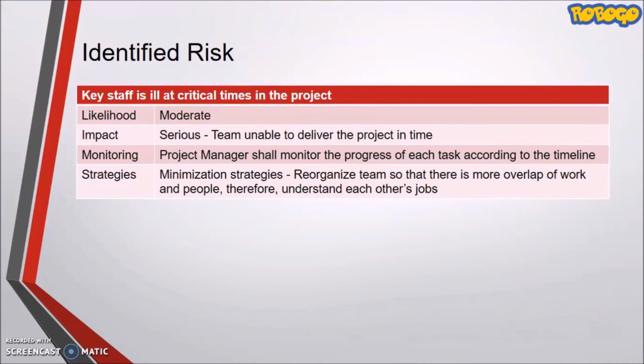Identified risk. One of the examples from the people risk is key staff being ill at critical times in the project. The likelihood is moderate, the impact is serious. The team might not be able to deliver the project in time. Project manager shall monitor the daily progress of each task and get the attendance from the team members. One of the strategies is minimization strategy: to reorganize the team and make sure there is more overlap of work and the team members understand each other's job.